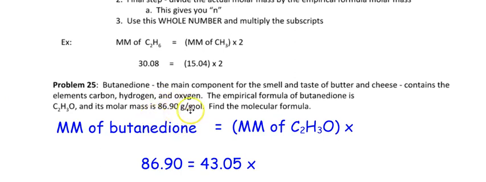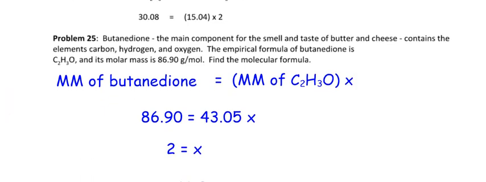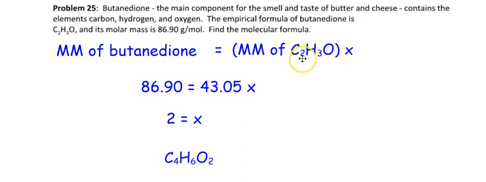I give you 86.90. Where did the 43.05 come from? That's 2 times 12.01 plus 3 times 1.01 plus 16. If you do that, you get 43.05. So then divide both numbers and you're going to get 2. So if x is 2, what are you going to do? You're going to multiply each of these. So 2 times 2 is 4. 3 times 2 is 6. 1 times 2 is 2. And that will be your molecular formula.